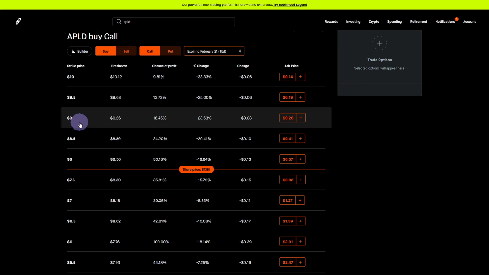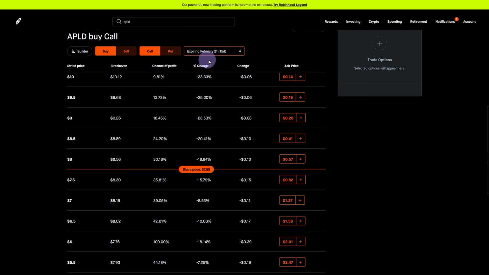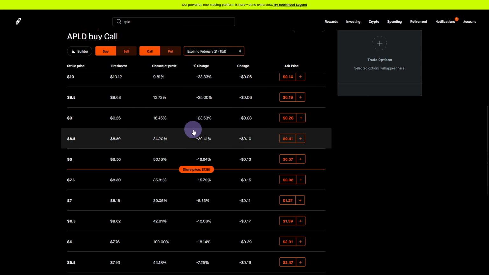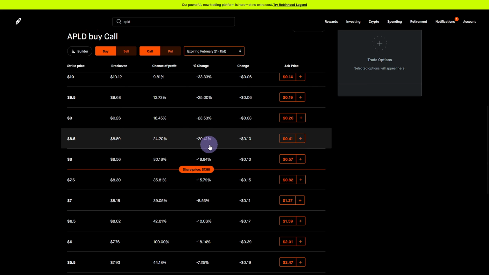Now, if the price doesn't go above $8 by the time this contract expires on the 21st, then you are out your $57. This contract expires worthless. You don't have to exercise this position. At any time, you can sell this contract.